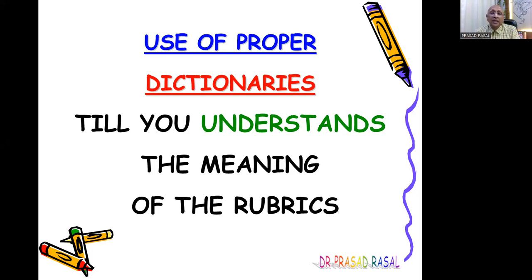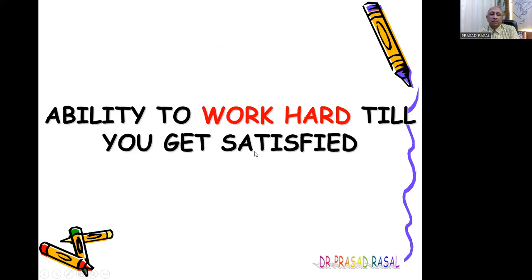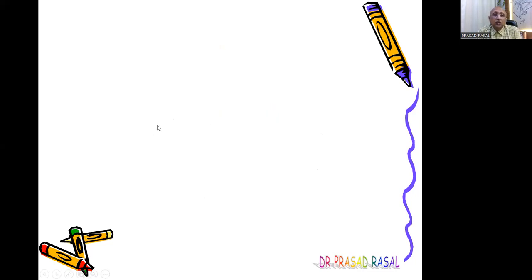There are many meanings given. You have to understand each and every one so that you can apply accordingly. So the use of proper dictionaries is a very essential tool for understanding. Then, the ability to work hard till you get satisfied. This is too important. If you want to learn repertory by heart, it is too much needed. So these are the basics for repertorization.